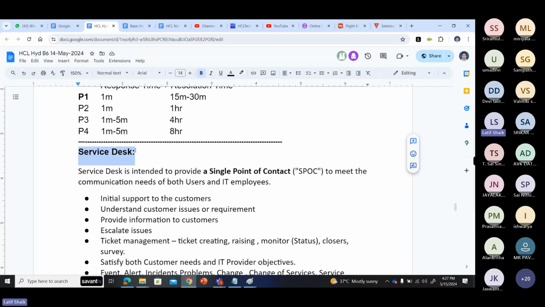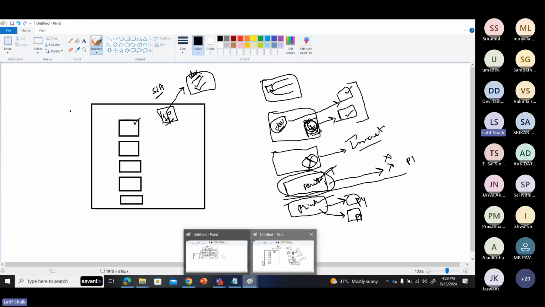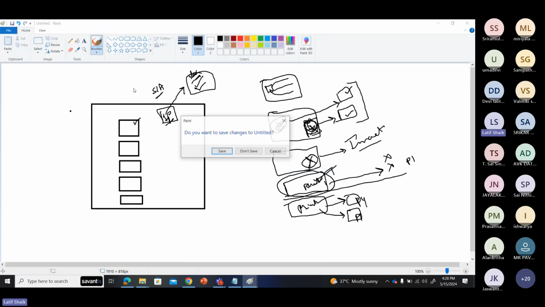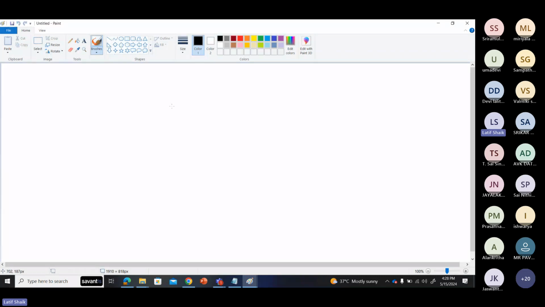So when you hear "what is a service desk", the point is always a single point of contact, SPOC. What is a service desk? If you want to say it in a single word, SPOC. Single point of contact. But if you want to say it in a sentence, this is the sentence: single point of contact.